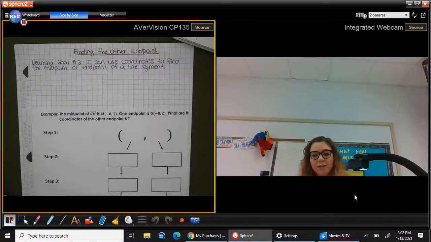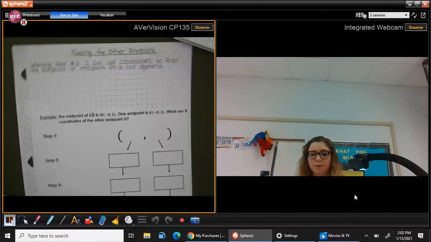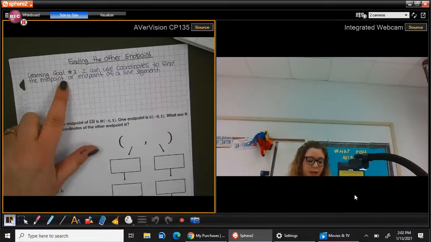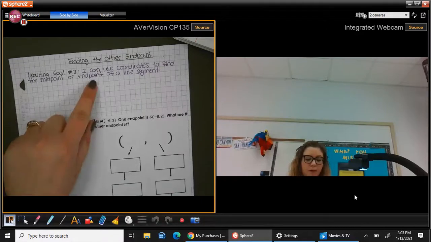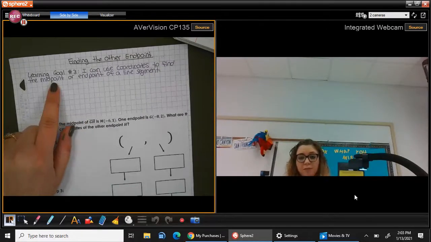Everybody. Okay, so today we're going to actually use one of the formulas that we talked about yesterday. We talked about distance and midpoint. Today we're just going to apply the midpoint formula to be able to solve these kind of problems. Okay, so this comes from your state standards. So learning goal number 3 is I can use coordinates to find the midpoint or endpoint of a line segment. Okay, we're already halfway done with completing this goal.